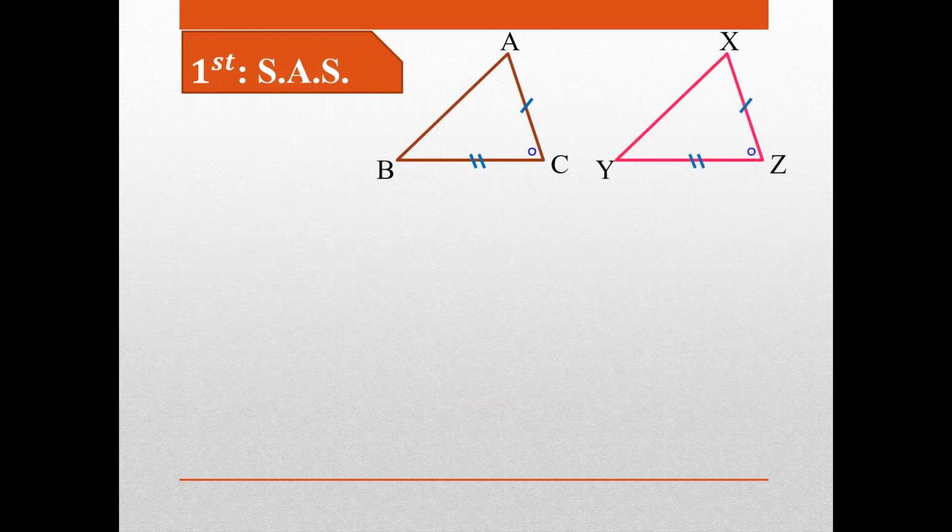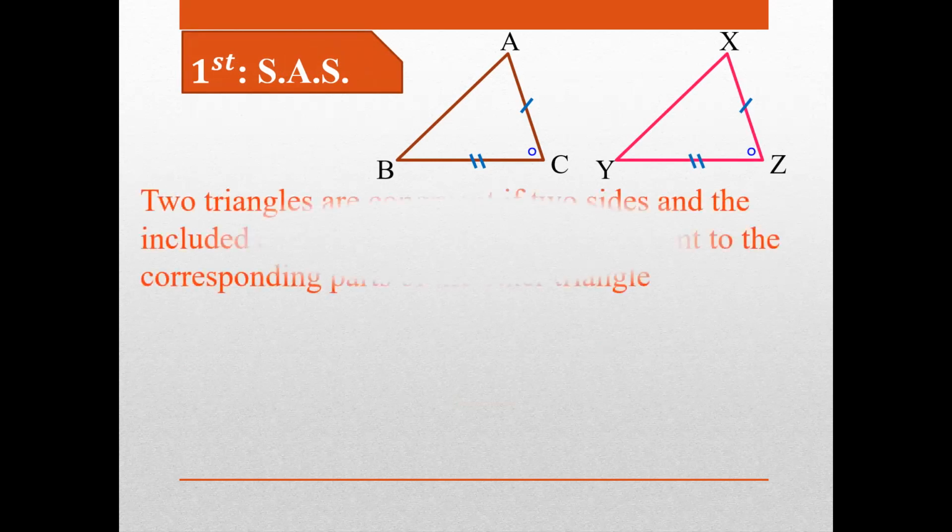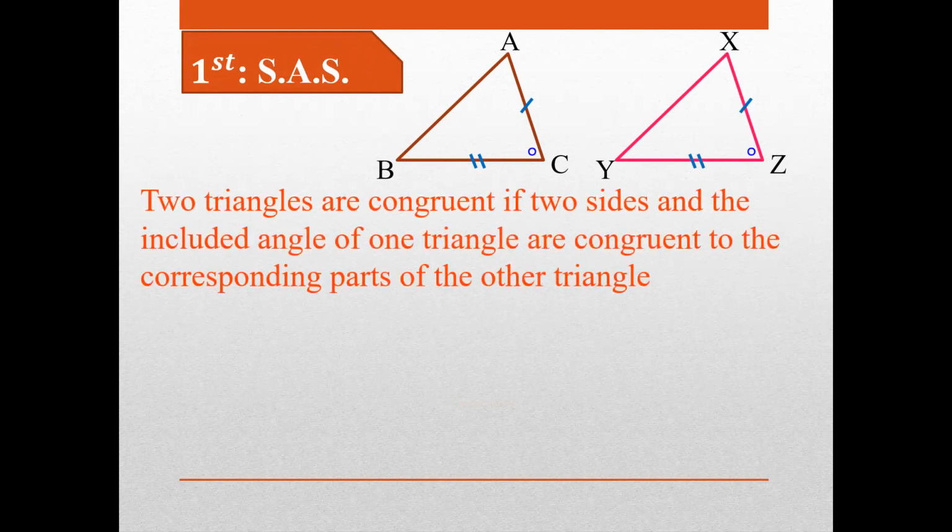Let's see the first case. First case is side angle side. We have two triangles: the first triangle is ABC, and the second triangle is XYZ. As we see, we have BC equal YZ, and AC equal XZ, and the angle C equal angle Z.